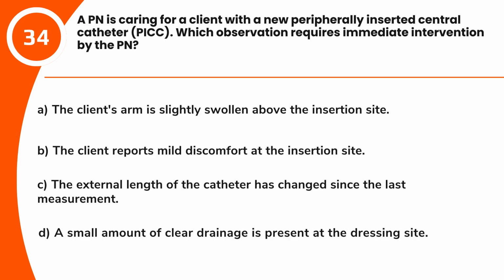Question 34. A PN is caring for a client with a new peripherally inserted central catheter, PICC. Which observation requires immediate intervention by the PN? A. The client's arm is slightly swollen above the insertion site. B. The client reports mild discomfort at the insertion site. C. The external length of the catheter has changed since the last measurement. D. A small amount of clear drainage is present at the dressing site.